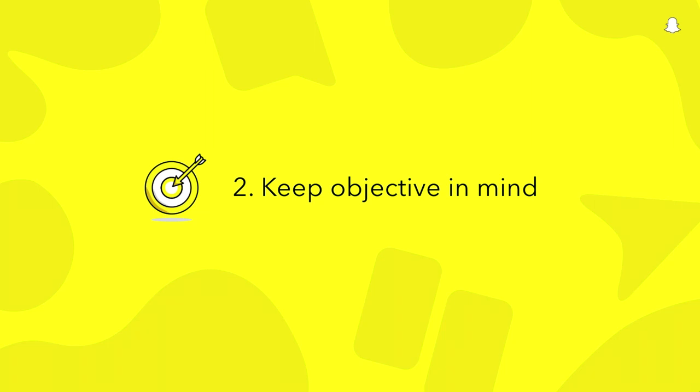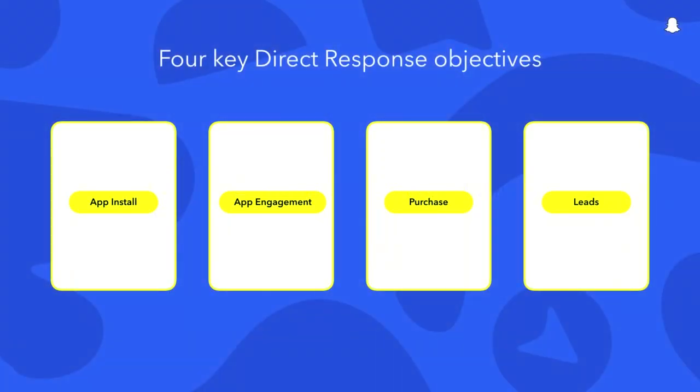Second, keep your objective in mind. Define your front-end or back-end benchmarks and KPIs early. Our front-end stats, like swipe-up rates, views, impressions, are just directional indicators of direct response success. Back-end numbers are the source of truth. Creative hugely influences the success of 4 key DR objectives for advertisers.